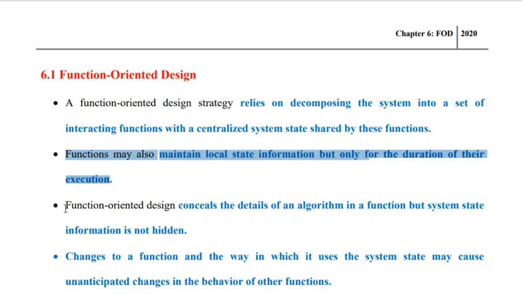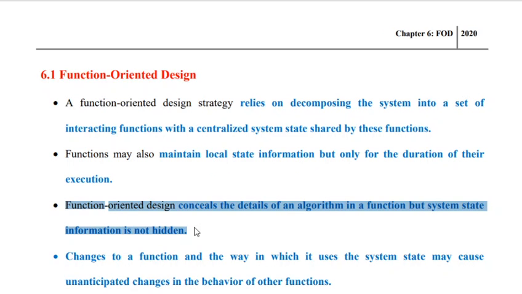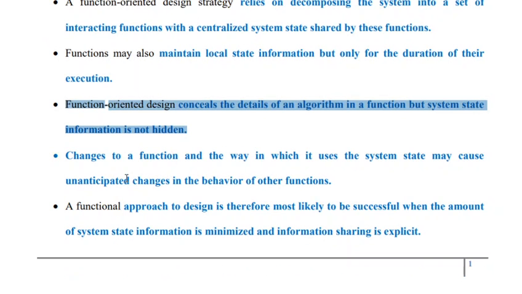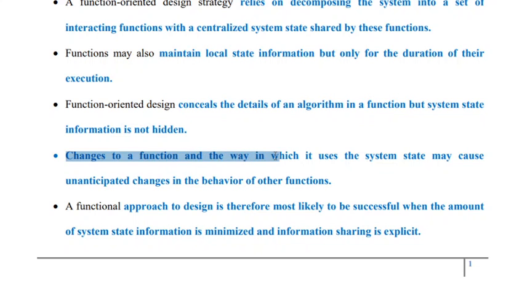Now, in case of the function-oriented approach, the way the algorithm is implemented is concealed. Concealed basically means it is hidden, right? But the centralized data store is not hidden. That makes the centralized data store vulnerable. We've been repeating this particular point time and time again. Now, a change in one of the functions and the way it accesses the central data store may bring about an unanticipated change in the way other objects or other functions behave, right?